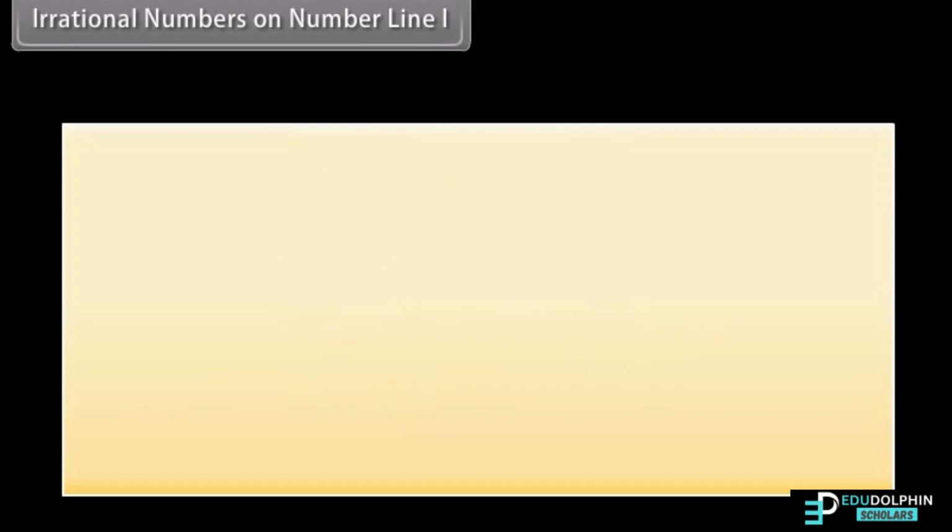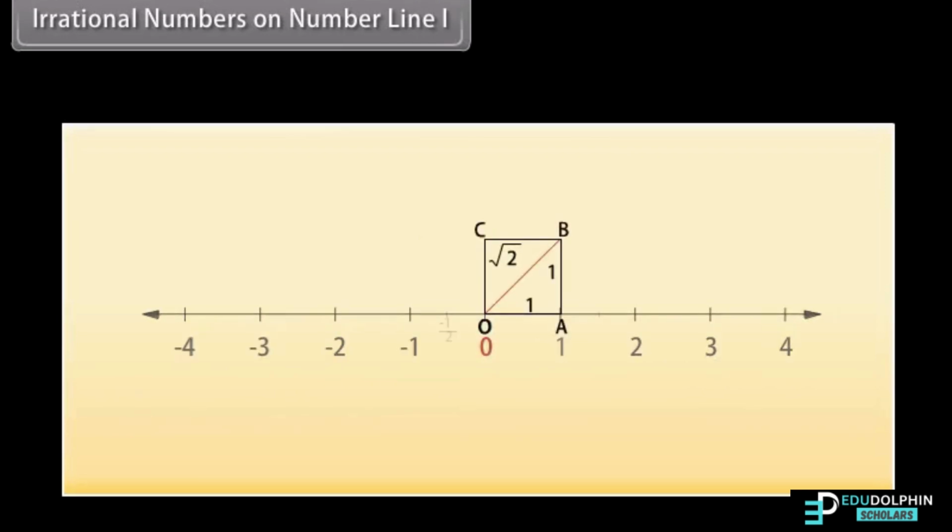To represent square root 2 on the number line, we will transfer the square onto the number line, making sure that the vertex O coincides with 0. Now, using the compass with center O and radius OB, we will draw an arc intersecting the number line. Name this point as P. The point P corresponds to square root of 2 on the number line.